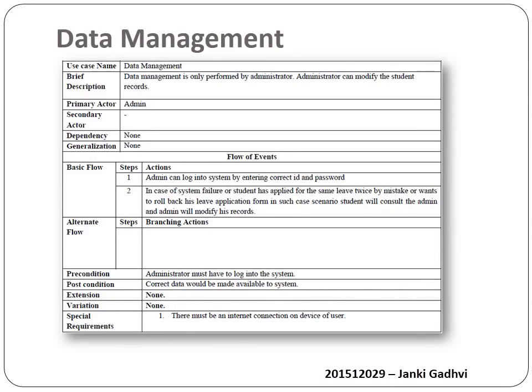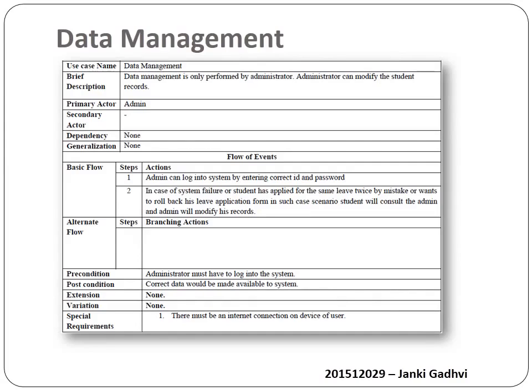The flow of events is, the admin can log into the system by entering the correct ID and password. All the data would be visible to him and he could manipulate it. In case of system failure, or if a student has applied for the same leave twice by mistake, or wants to roll back his leave application form, in such scenarios, the student will consult the admin and the admin will modify his records. There is no alternate flow.